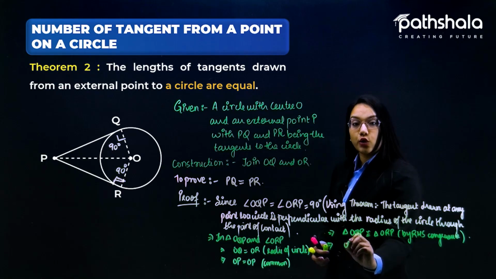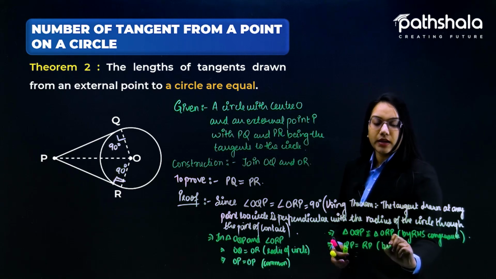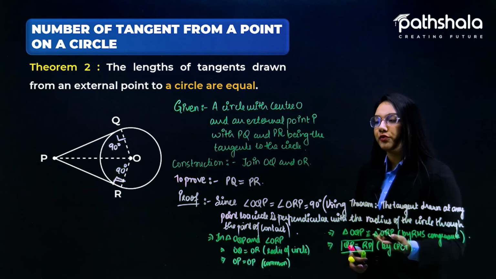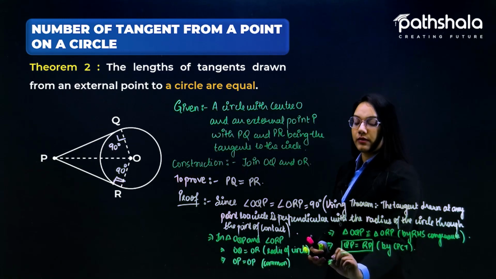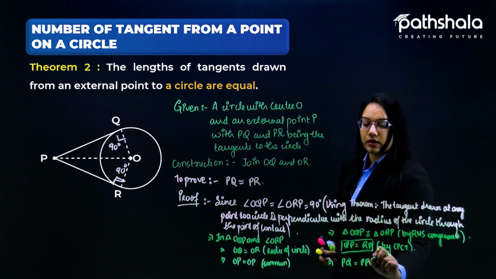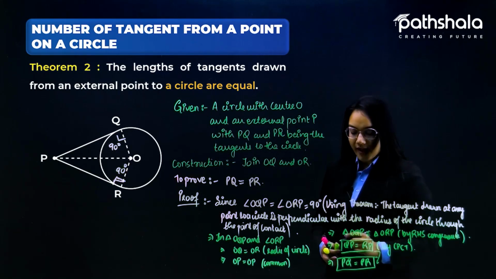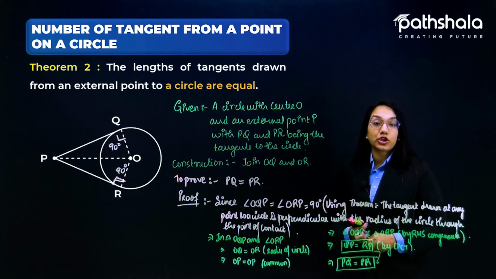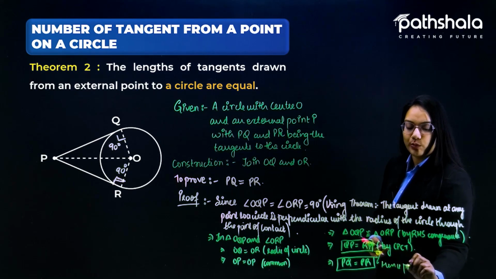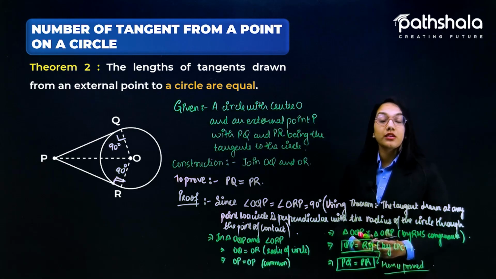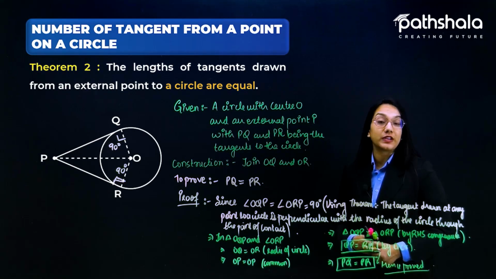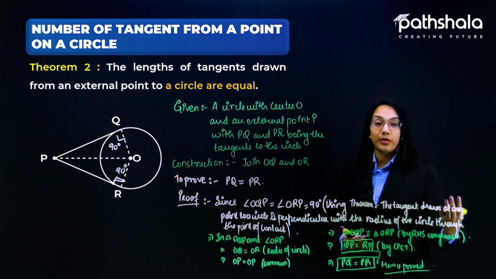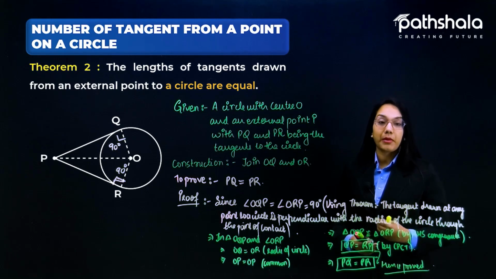It implies that if these two triangles are congruent, then by CPCT we can say that QP is equal to RP. We wanted to prove that PQ is equal to PR, so we are done with the proof. Hence it implies that the lengths of the tangents drawn from an external point to the circle are equal. Hence proved. So remember this fact, because it will help us solve many problems later on. This is all about theorem number 2.